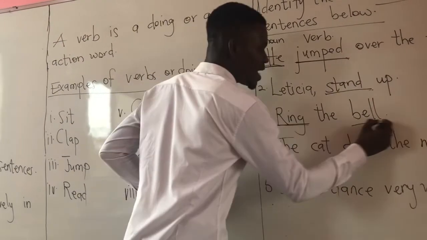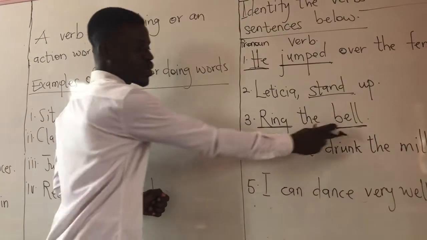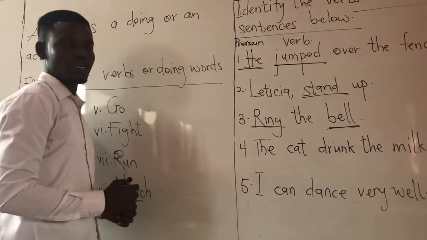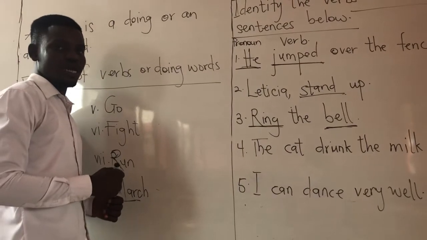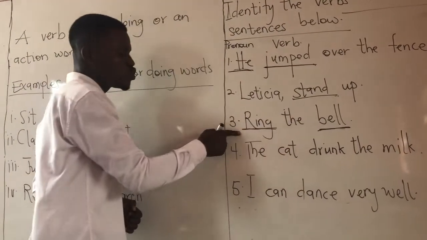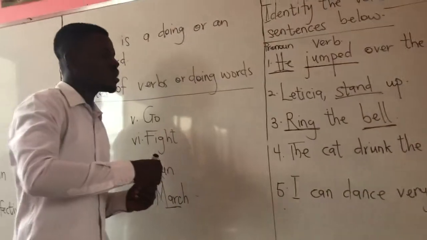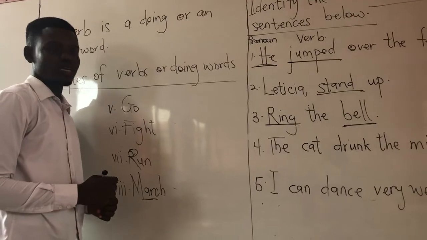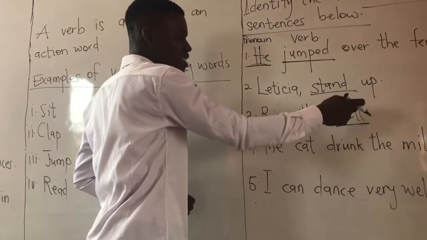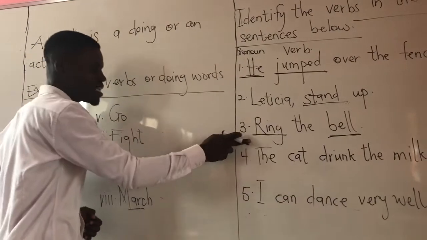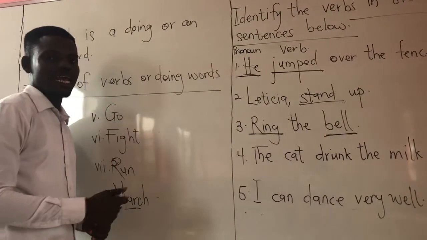Now, the bell here is what you are going to use. It is the object. But this is what you are going to do to the bell. Okay, you are going to ring it. I hope you understand. So immediately I say ring the bell, you go out and you perform an action with the bell, which is what? To ring it. So immediately you ring it, you are performing an action.